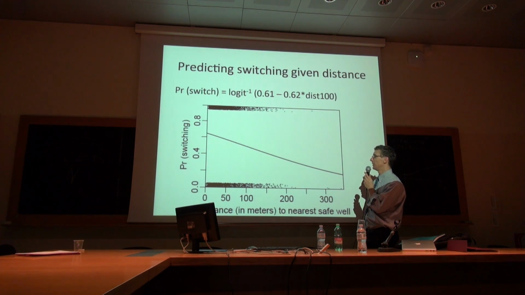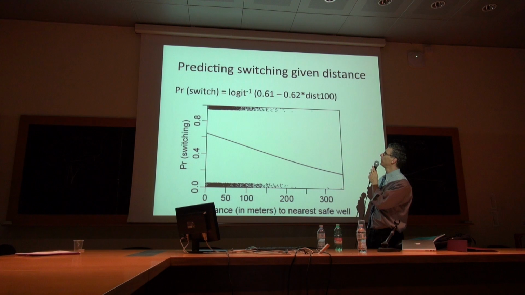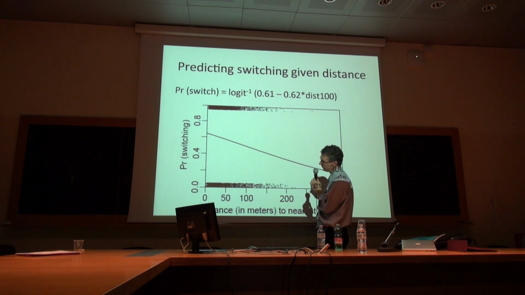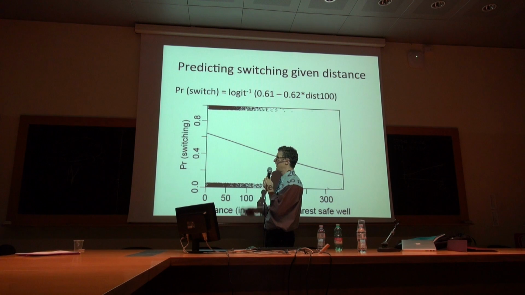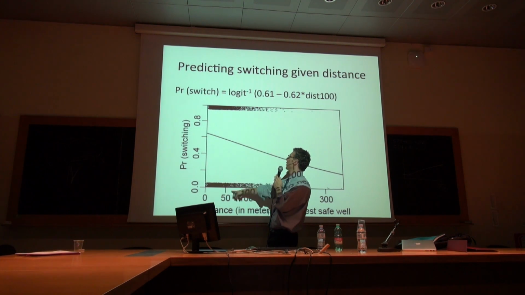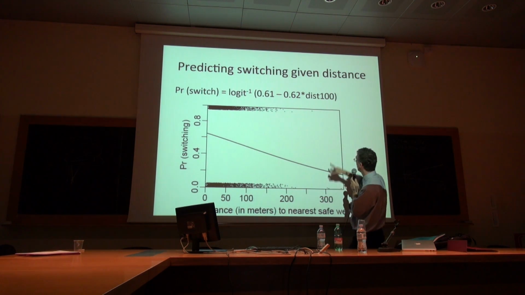Here's our regression. This is logistic regression, the probability of switching just as a function of distance. Now in this case, it was distance in meters to the nearest safe well. So in our data set, this is not the best graph. Each dot here represents a person or a household. So there's a lot of dots here, they overlap, and then out here there are very few dots.